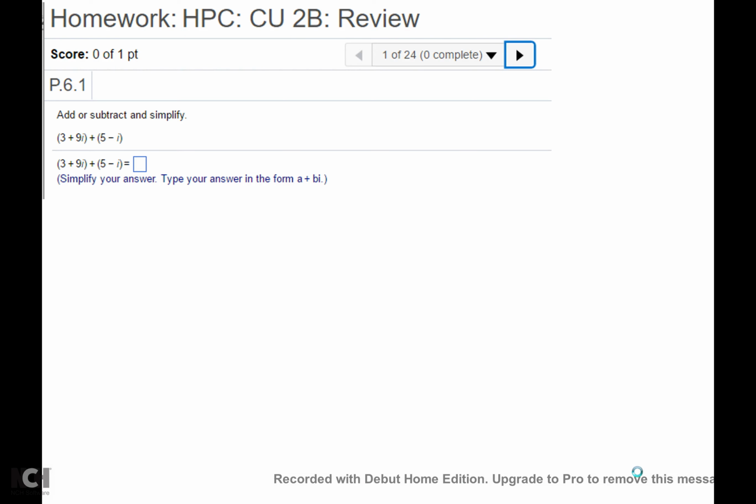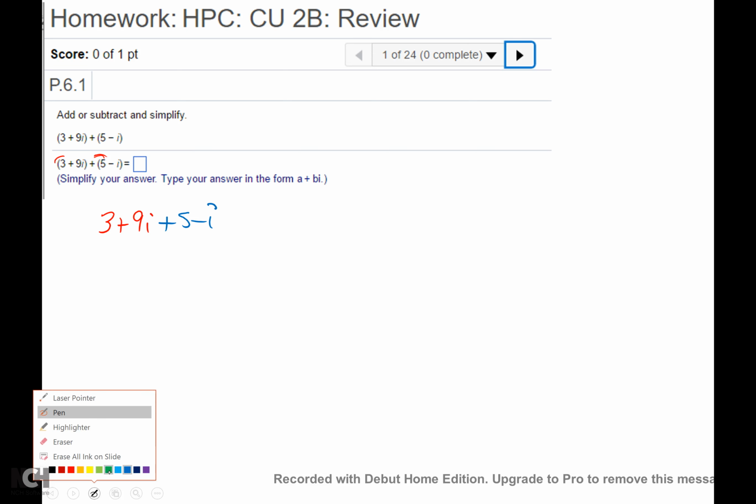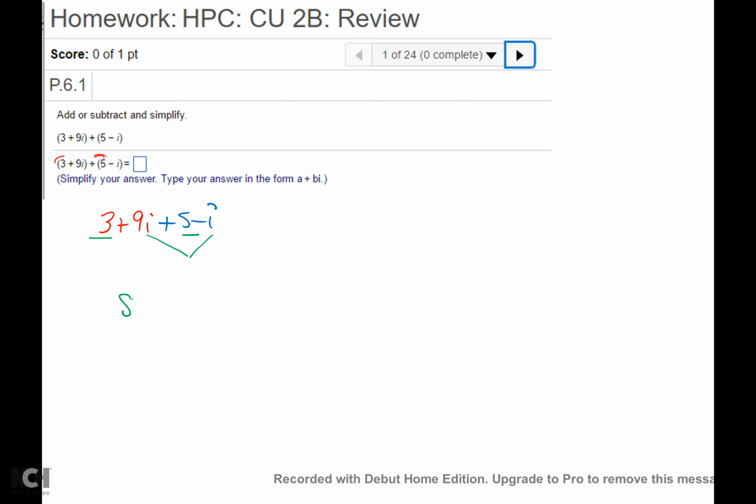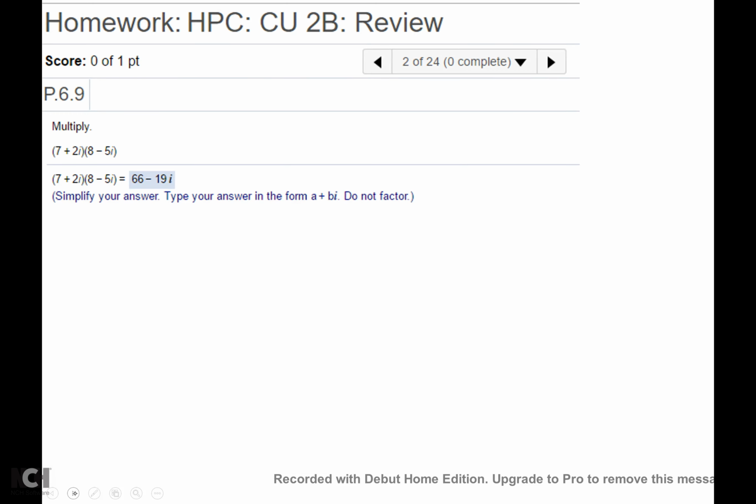Add or subtract and simplify. So we have 3 plus 9i, because nothing's touching the walls there. Distribute a positive, which changes nothing, which gives me positive 5 minus i. And then you combine like terms. Real to real, imaginary to imaginary. So 3 plus 5 is 8. Positive 9i minus 1i would be positive 8i. Done.